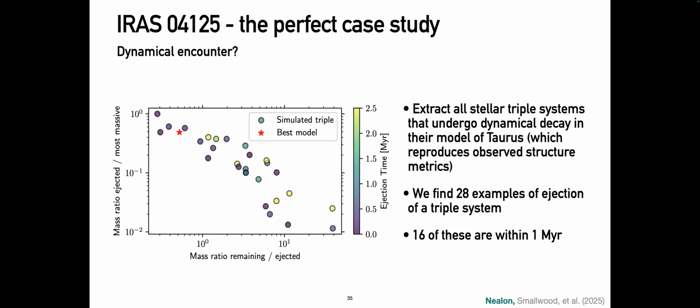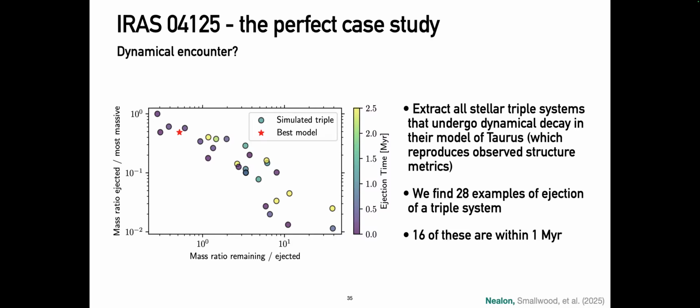Of those 28 systems that underwent this process, 16 of them occurred within the first million years. Remembering this planet is really young, we want stuff to happen fast. Otherwise, it's not helpful for our interpretation. On this graph here, he's showing, as a function of the mass ratios between the remaining and the ejected and the most massive, these 28 examples of triple systems that decay into binary systems, and the color is showing when it happened in the simulation.